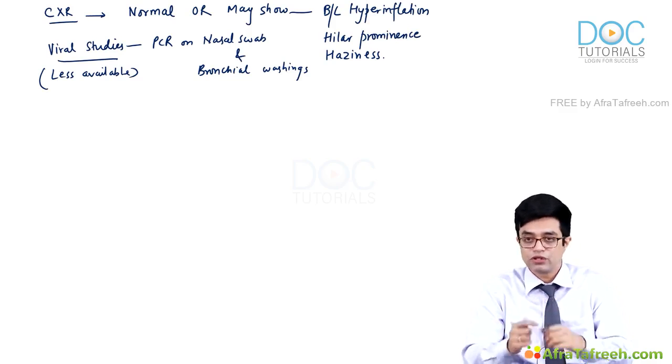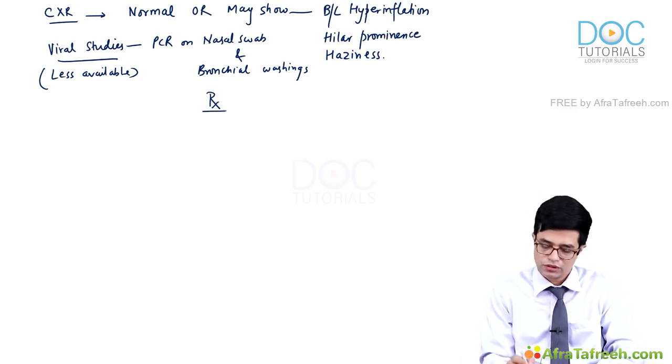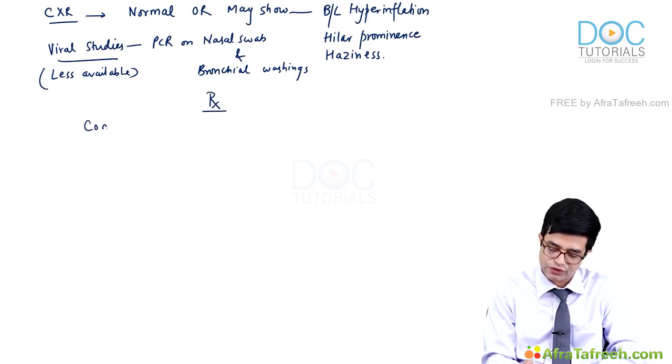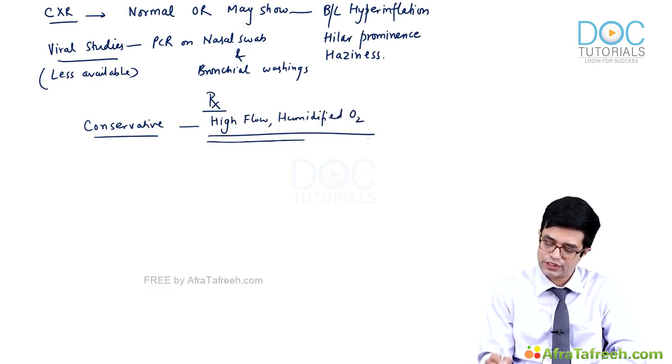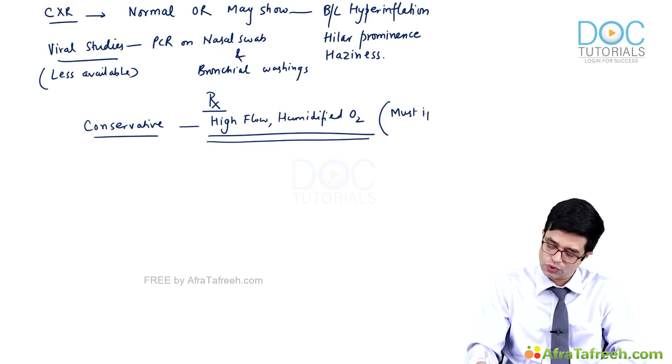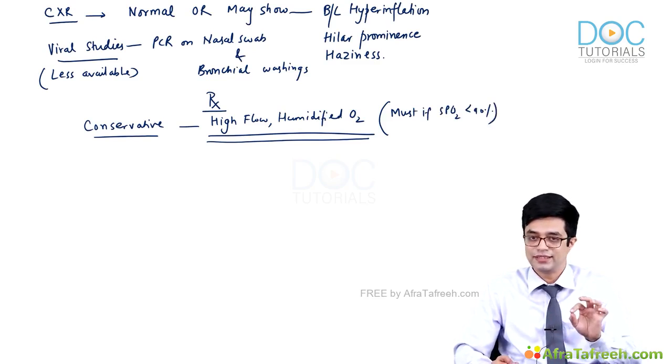So what is the treatment of acute bronchiolitis? Treatment is very simple. Treatment is conservative management. We give high flow humidified oxygen therapy to most of these children. High flow humidified oxygen is a must if SpO2 falls less than 90%. 90% is the cutoff which is mentioned in American Academy of Pediatrics as well as New Nelson as the guidelines.